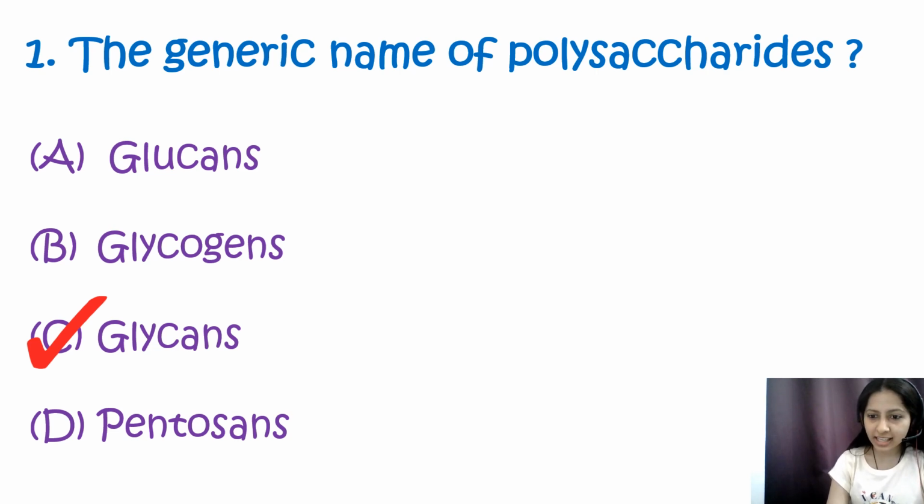And what is polysaccharides? Polysaccharides are actually the large molecules which are made up of smaller units of monosaccharides, and we sometimes refer to these polysaccharides as glycans. So over here the correct answer is option number C, that is glycan.